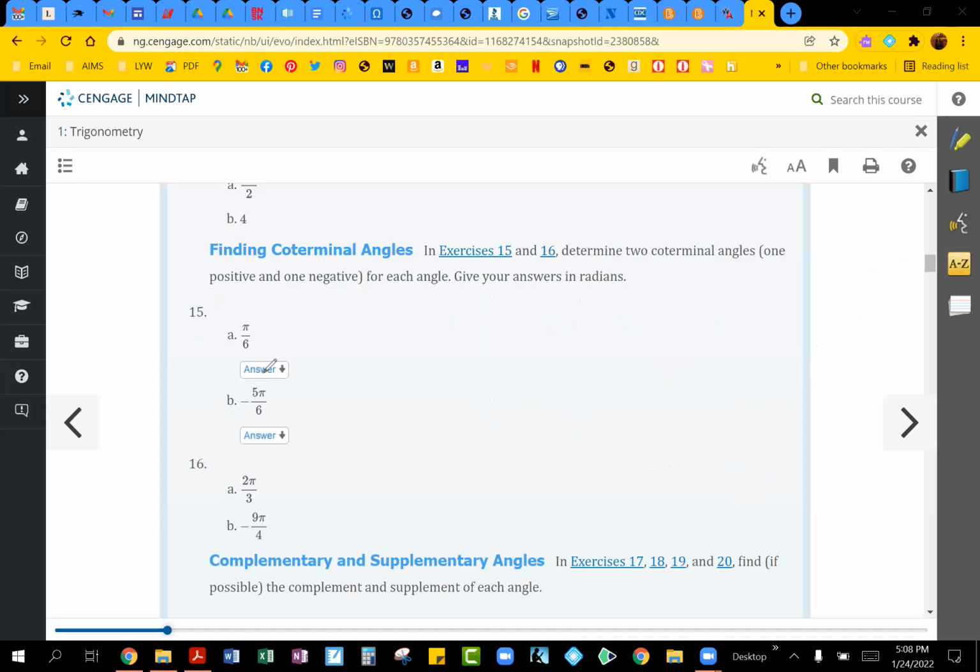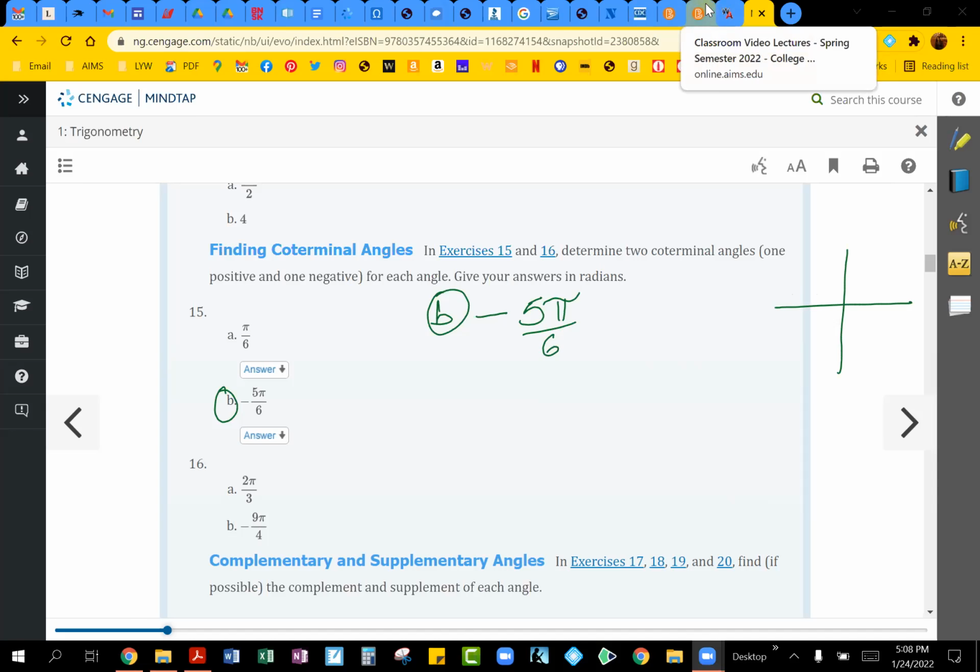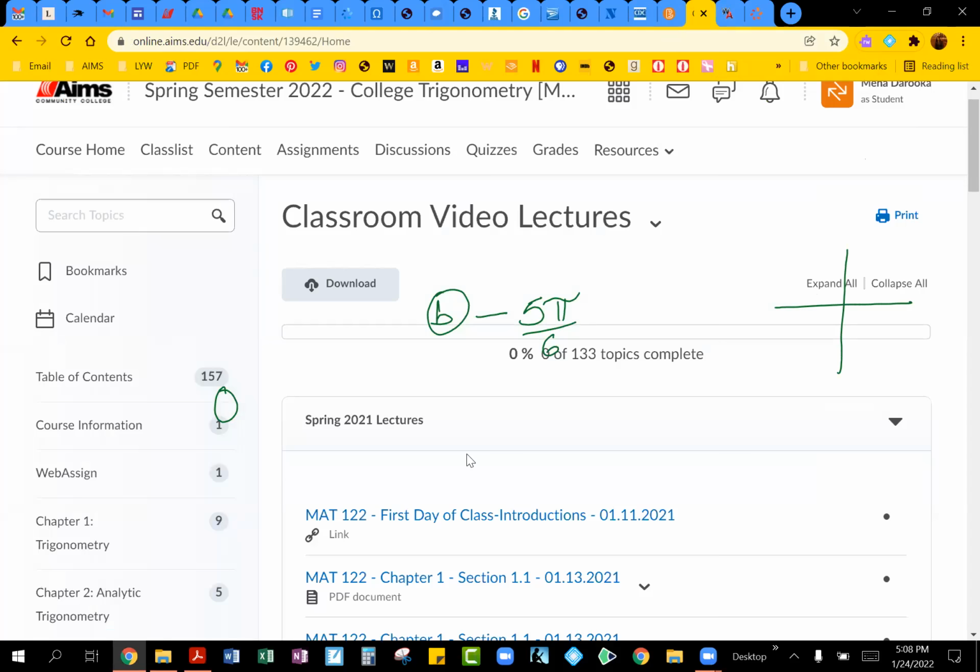Okay, so before we get to Melanie's question, let's go ahead and take a look at part B over here. Your original angle is negative 5 pi over 6. And again, if we put this on a grid over here, negative 5 pi over 6. Let me show you how you can find out where it's going to be.